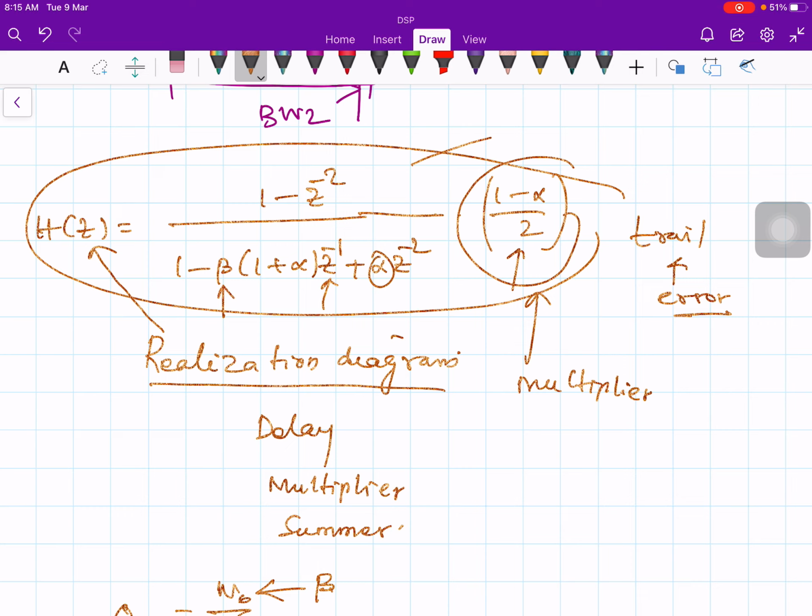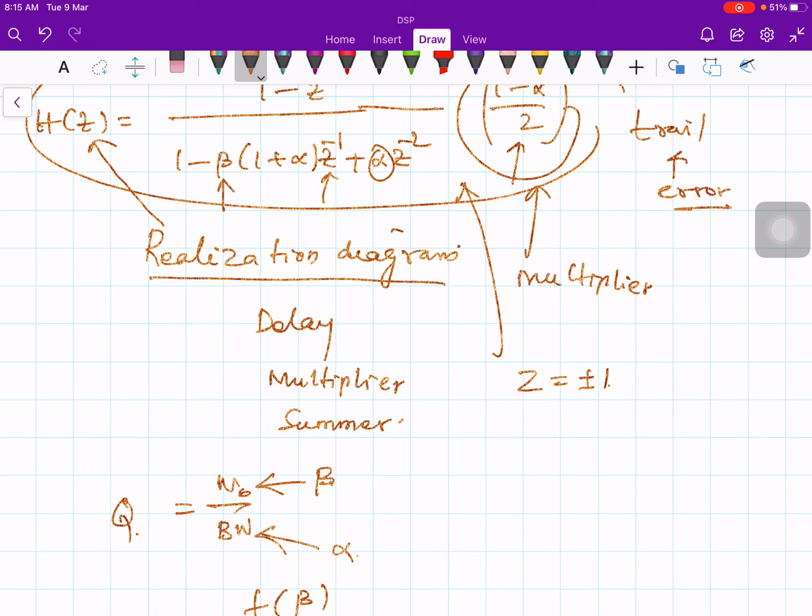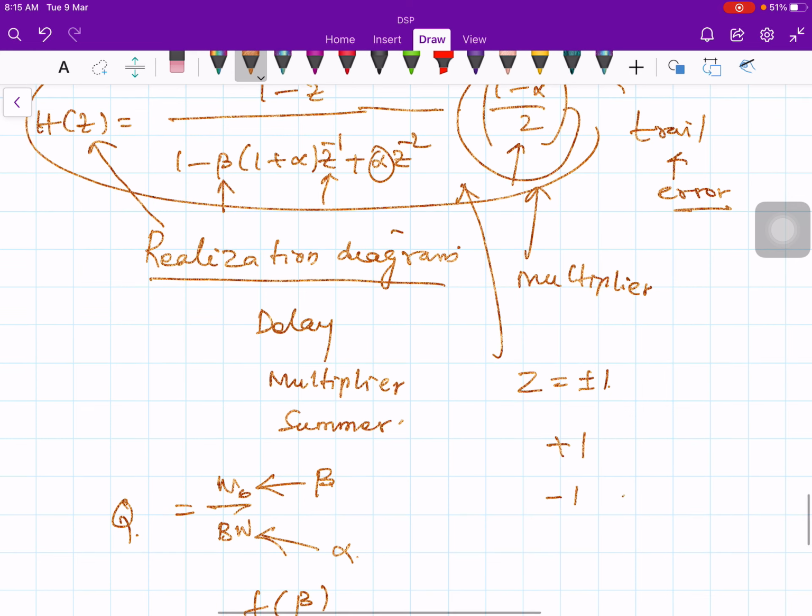Now where are the zeros of this transfer function? The zeros are at plus or minus 1. A zero at plus 1 is needed for making the DC response equal to 0, and a zero at minus 1 is needed to make the response at omega equal to pi equal to 0, and this at omega equal to 0 too.